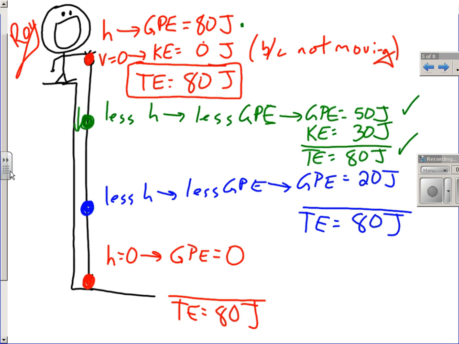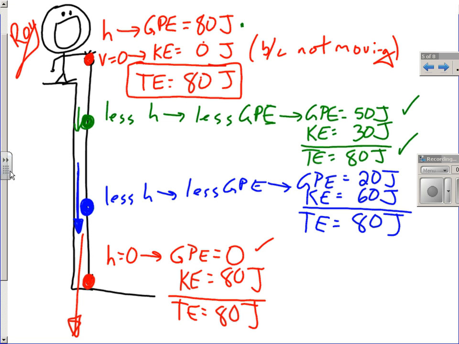It's going to have some kinetic energy. Now when you get down to the blue part, it's going to be going even faster. When you get right here, it's going even faster, and what that means is there's going to be even more kinetic energy. So think about how much. We need to get up to 80, and we've only got 20. So the kinetic energy here must be 60 joules. It's the only way it could add up. And then the ball is moving its fastest right before it hits the ground. Since the GPE is 0, the kinetic energy has to be 80 joules to keep the total at 80.